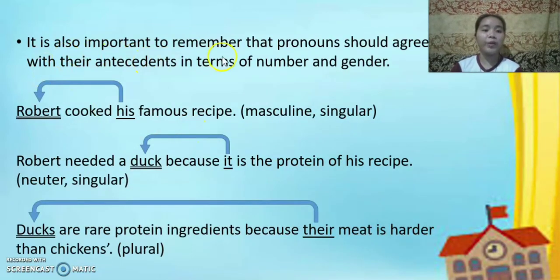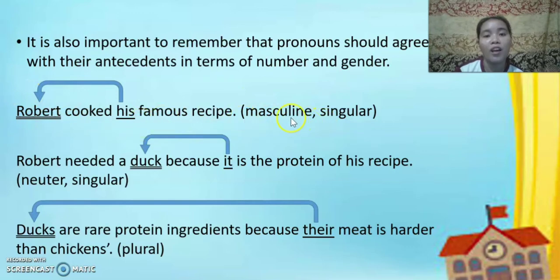Now, it is also important to remember that pronouns should agree with their antecedents in terms of number and gender. So, here. So, ato siyang kuanon timbangon if pila siya kabuok, singular ba siya or plural, and the gender. So, here, Robert cooked his famous recipe. The pronoun here is his. His siya because Robert na antecedent is a male. So, lalaki man siya. His siya. So, his referring or substituting the antecedent Robert, which is a male. So, this is the answer. Singular siya, so his na. Masculine, singular. Nag-inusar siya, and lalaki.